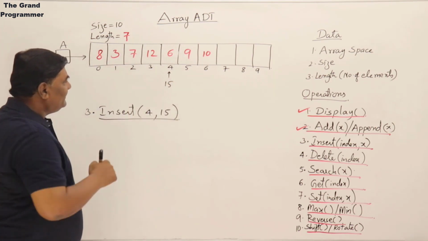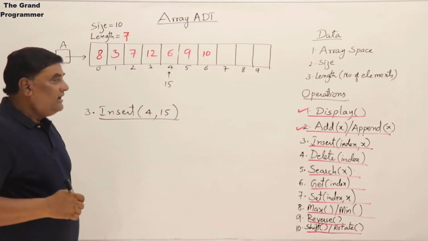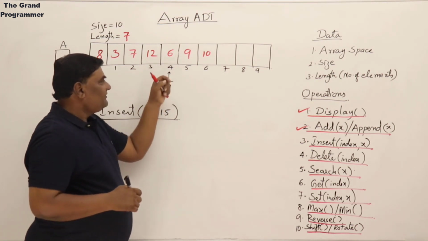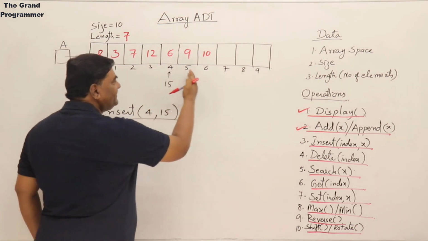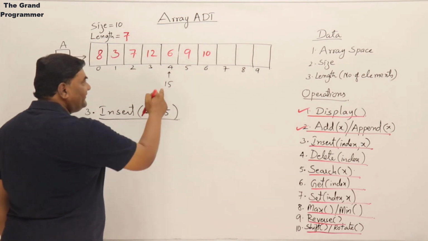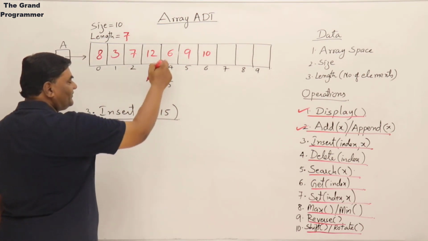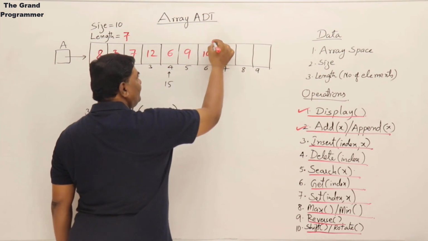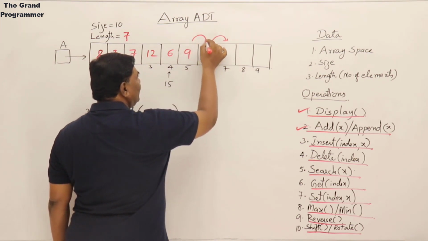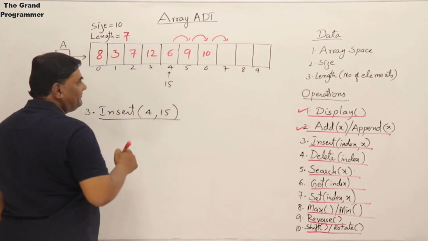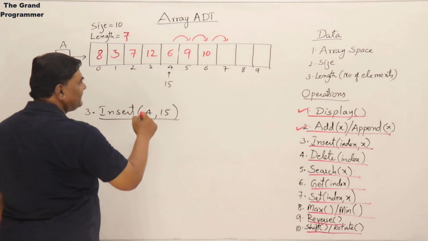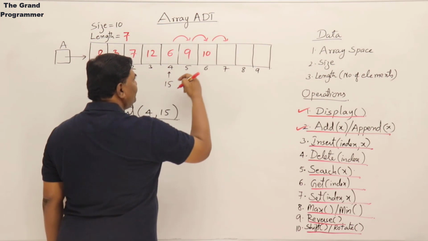But already some element is there. So I should provide a free space for that 15. For providing free space, these elements should be shifted forward. Then a free space will open up here, then I can store 15. For that, I should move 10, then I should move 9, then also I should move 6. Then a free space will appear here, then I can insert 15 there. So 10 should be moved here, 9 should be moved here.